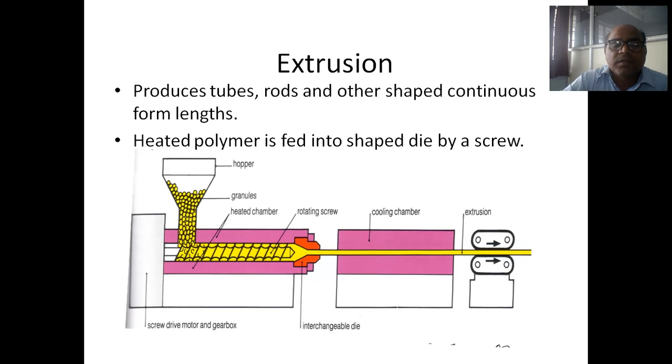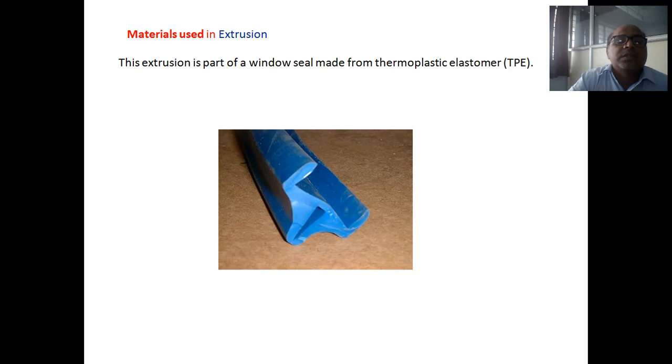Interchangeable die means that according to the requirement we can change the die. It can be changed to whatever shape is required. It may be a square shape, a C shape, or a round shape. Whatever shape is required, we fix the die over here and the same material will be extruded. A cooling chamber is there, then the extrusion comes out here. This extrusion is part of a window sill made from thermoplastic.